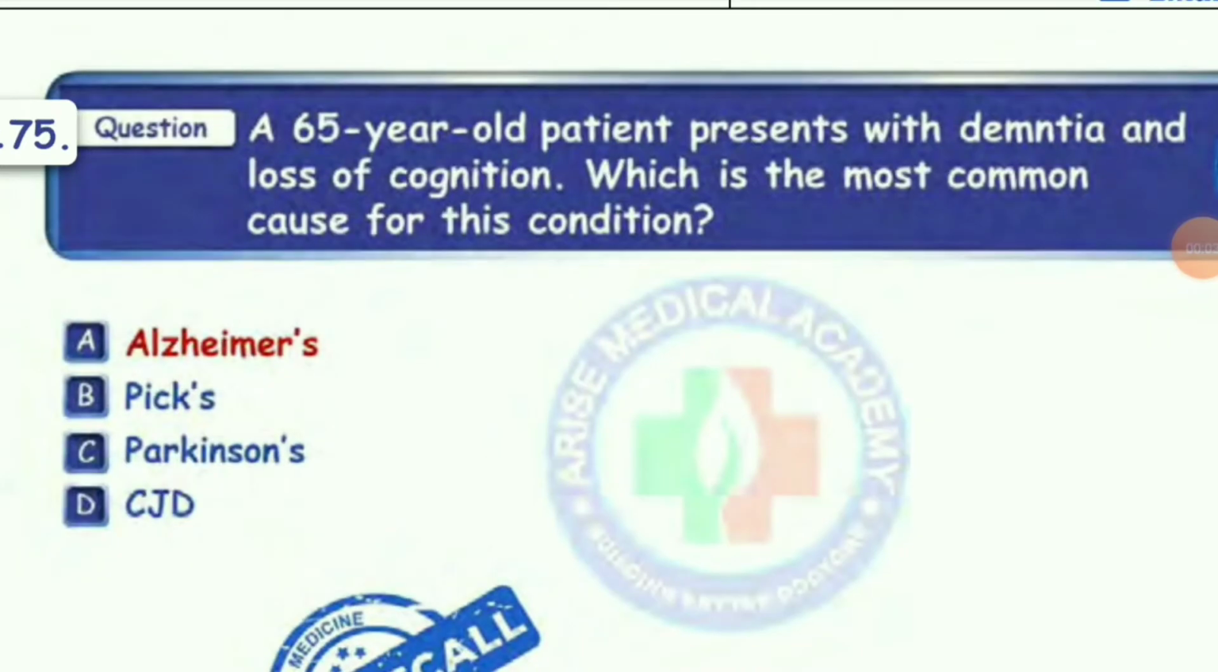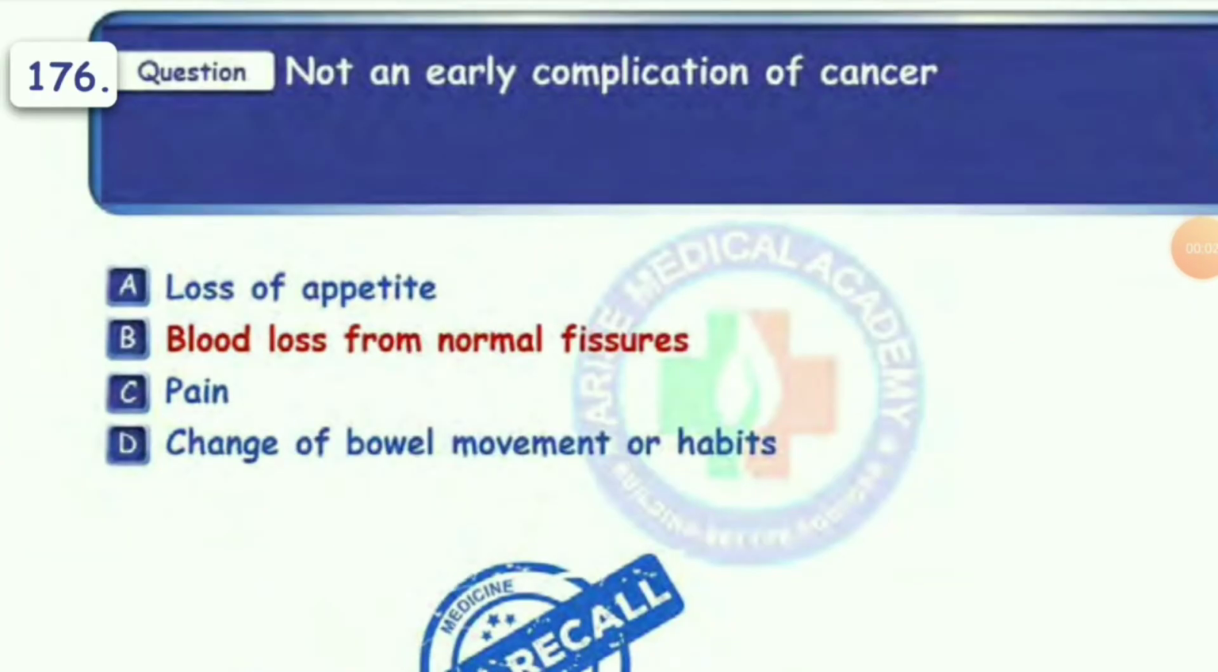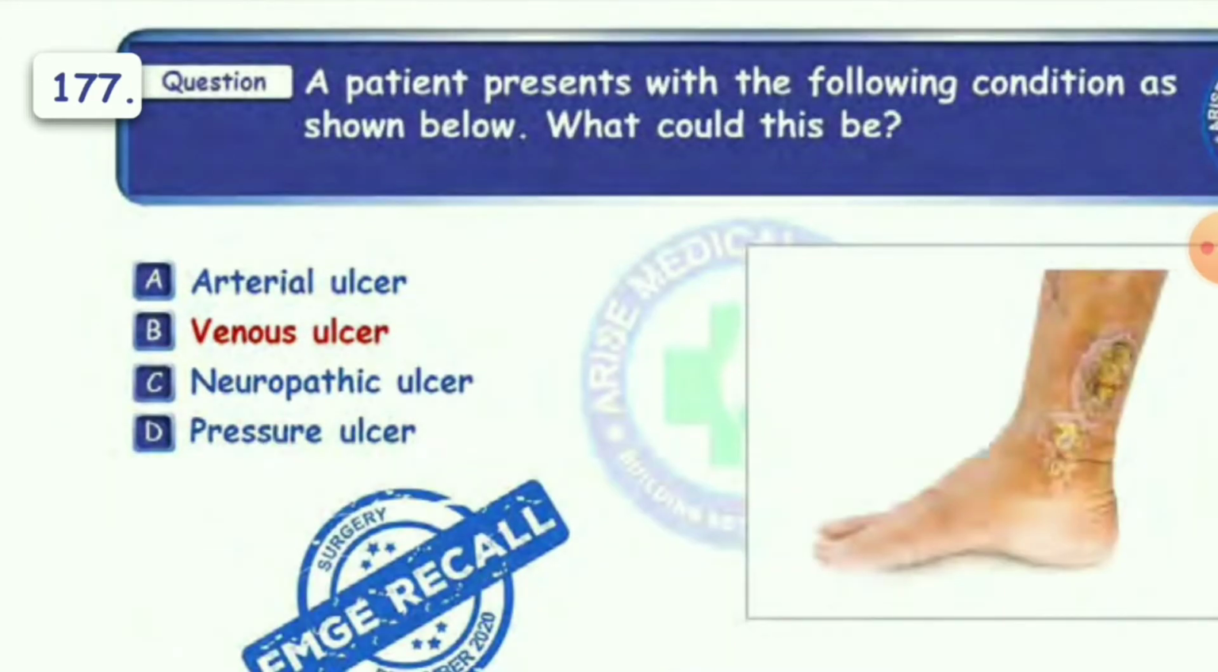Next question, a 65-year-old patient presents with dementia and loss of cognition. Which is the most common cause for this condition? The answer is Alzheimer's disease. Next question, note an early complication of cancer. The answer is blood loss from normal fissures. Next question, a patient presents with the following condition as shown below. What could be the diagnosis? The answer is venous ulcer.